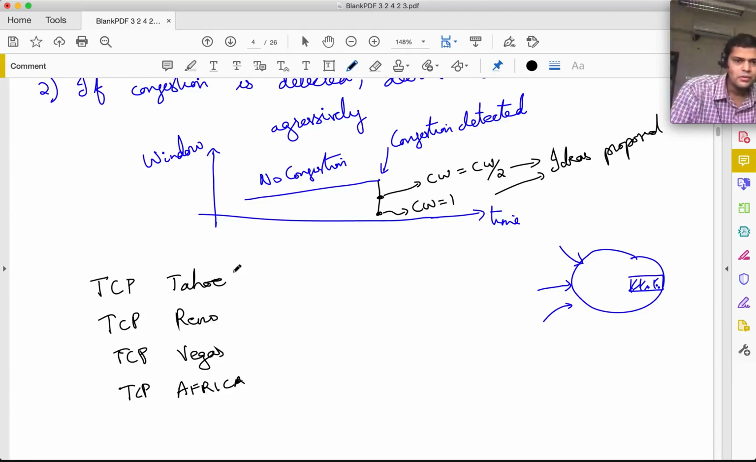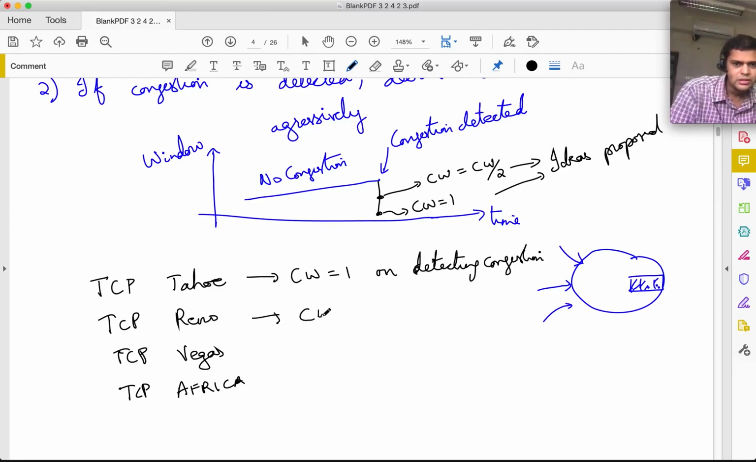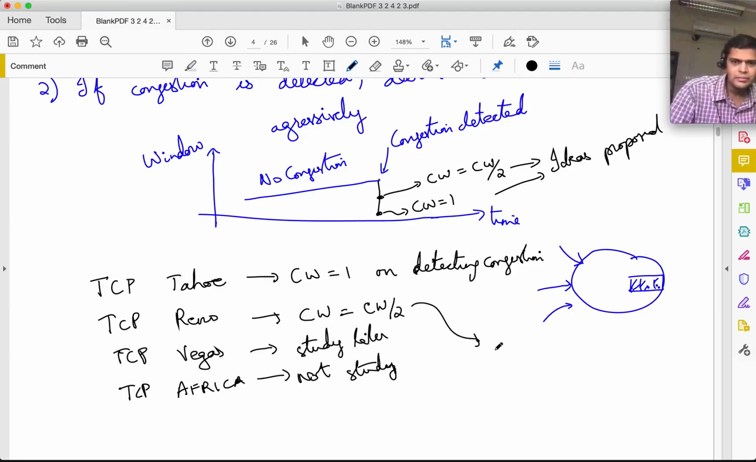Anyway, TCP Tahoe essentially sets the congestion window equal to 1 on detecting congestion. And Reno essentially decreases the window size by half. These we will not study in this course, it's quite advanced. But TCP Vegas we will look at a little bit later. So this is called multiplicative decrease.